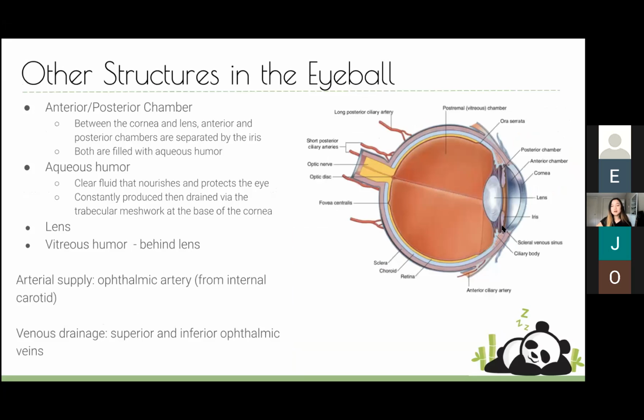Other structures in the eyeball, you've got anterior and posterior chambers. This is not your posterior chamber. Don't say this is your posterior chamber. This is your posterior chamber. So they're the little ones. This is your big, like, vitreous chamber.